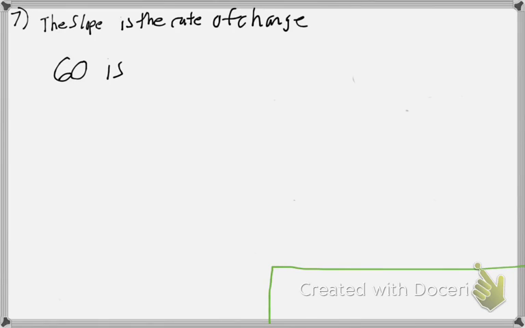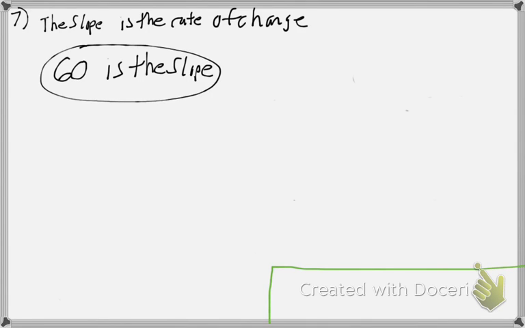So this is almost like a trick question, because the slope is really the rate of change. Because the rate of change is the velocity, and the velocity is 60, it's really just going to be 60. So almost a trick question. We don't have to do any math. We know our slope is going to be 60.